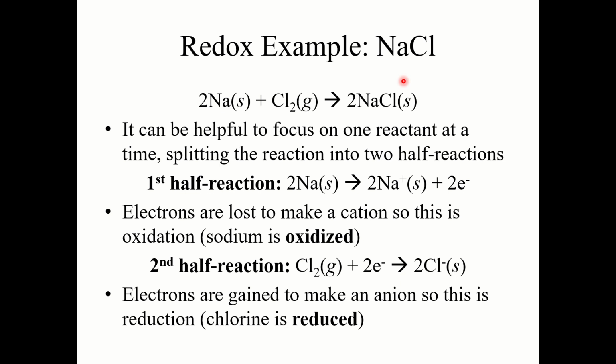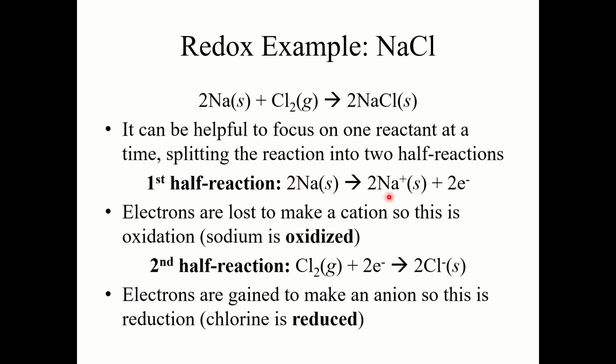So lose electrons oxidized, gain electrons reduced. Let's look at a redox example. Here we've got 2Na(s) plus Cl2 forms 2NaCl. So solid sodium plus chlorine gas forms solid sodium chloride. Sometimes it's helpful to focus on one reactant at a time and to split that reaction into two half reactions. So our first half reaction here is with sodium. We've got neutral sodium on the left, and on the right side you can see now that sodium has a charge of +1. So we've got 2Na(s) forms 2Na+.